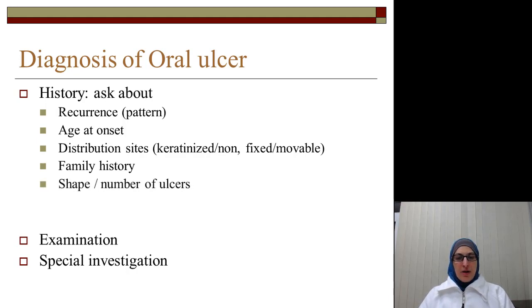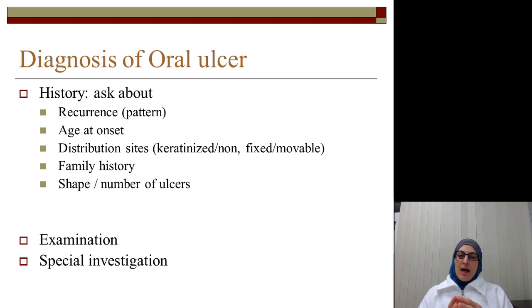The shape of the ulcer, the number of the ulcers, whether they are single or multiple. So when we are talking about multiple ulcerations, we are talking more of either RAS, if it is recurrent, or mucocutaneous conditions or systemic conditions. When we have only one single ulcer, usually we are thinking of a local factor like trauma or maybe squamous cell carcinoma. So the number of ulcers is important also for making a diagnosis, and the shape.